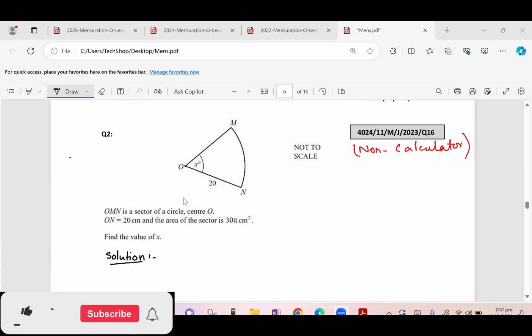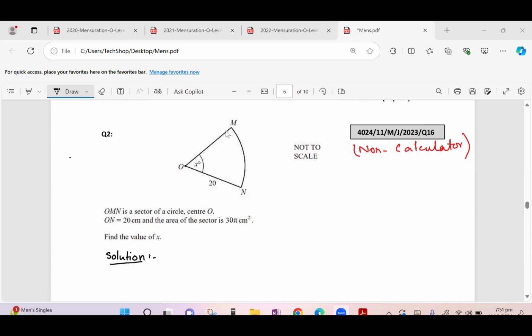So in this type of question, this is from mensuration, right? Which shape is this, Ryan? It's a sector shape. Right, it is a sector shape, and the area of the sector is given here. The area of the sector is 30 pi centimeters squared, and you have to find the value of x.